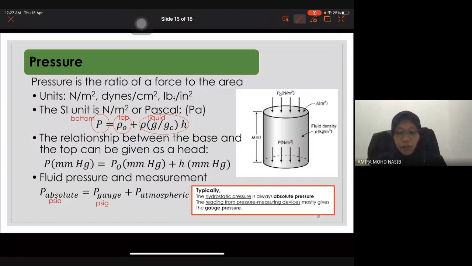Okay, so next we are going to learn about pressure. Pressure is the ratio of the force to the area, F over A. So the unit can be Newton per square meter, Joules per square centimeter, something like that. Okay, so this is the equation.